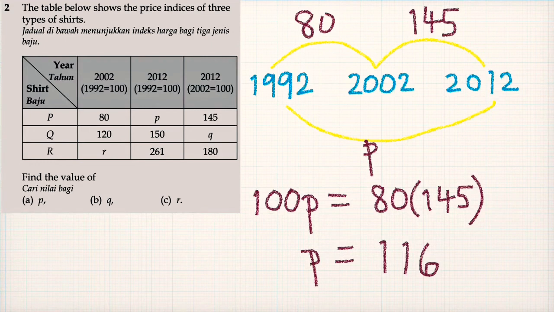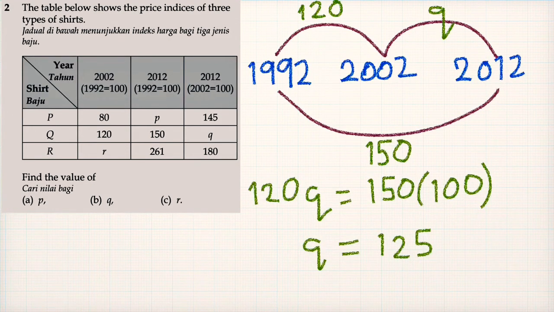The first column, which is 2002 based on 1992, will be labeled as the first line of the leap, which is 80 there. The second line of the leap, which is 2012 based on 2002, will be the last column, which is 145. And the longer leap, which is below, will be the P value. The below part, the longer part, you multiply with 100. So 100P equals 80 times 145. You solve this, and the value will be 116.